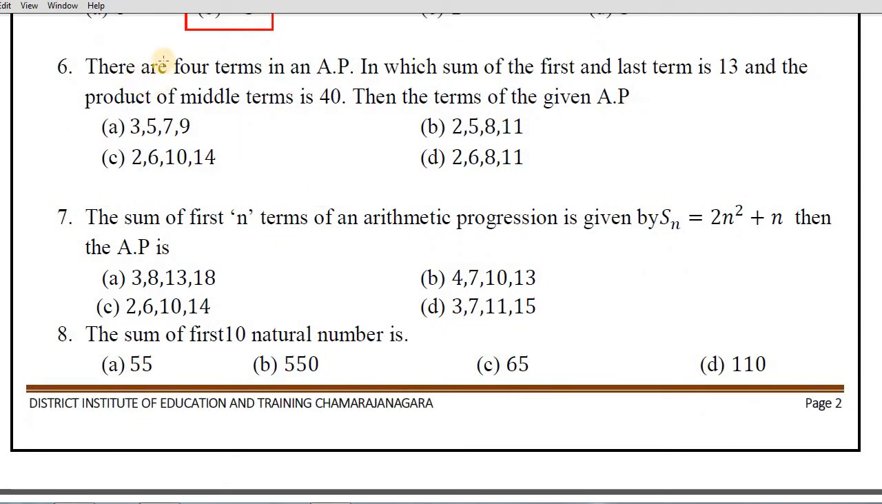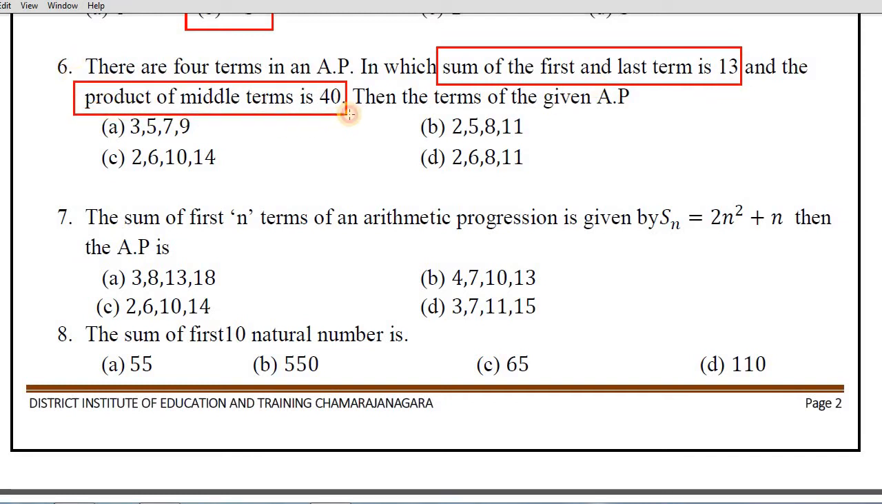Question number 6. There are 4 terms in an AP in which the sum of the first and the last term is 13. Very important statement it is. Sum of first and last term is 13. And the product of the middle terms is 40. This is also very important. Then the terms of the given AP are. So 4 APs are given here. You check which satisfies these two conditions. Sum of first and last term should be 13.